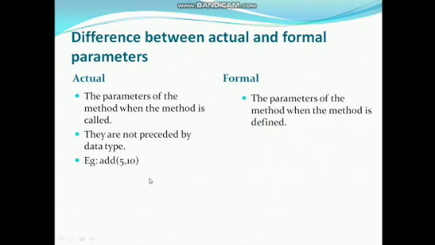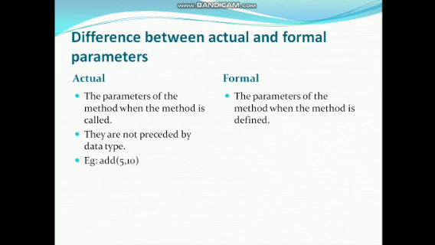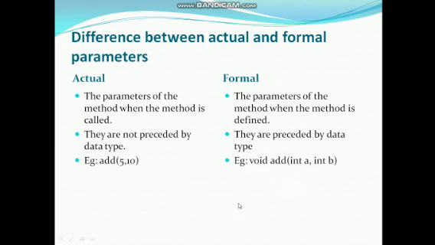And formal parameters, the parameters of the method when the method is defined, that is formal parameters. And they are preceded by data type. For example, void add(int a, int b). Here you have noticed that you cannot mention int a comma b. You have to mention it separately, int a comma int b. That is why they are preceded by data type.